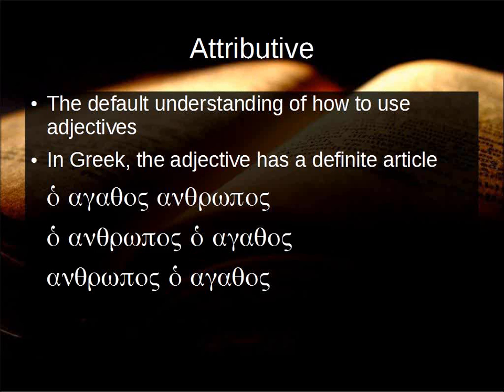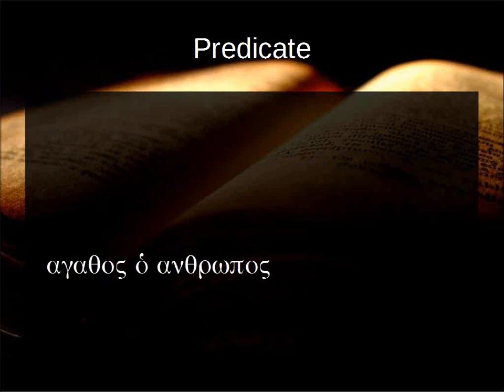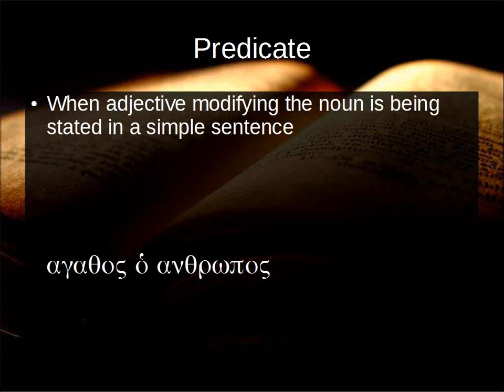And let's talk about the predicate, okay? Now, please ignore that example for just a moment. The predicate was basically the initial attempt that someone made when we talked about the attributive, where someone said the man or the human is good, right? That's how an adjective is used as a predicate. So basically, in the predicate use, an adjective modifying the noun is being stated in a simple sentence, okay?